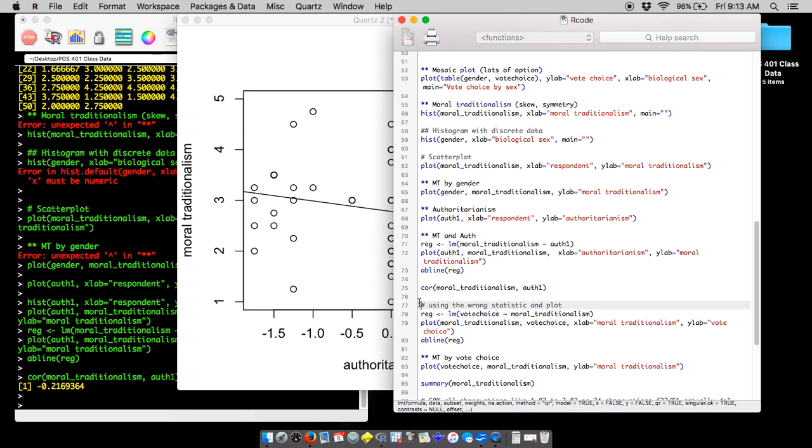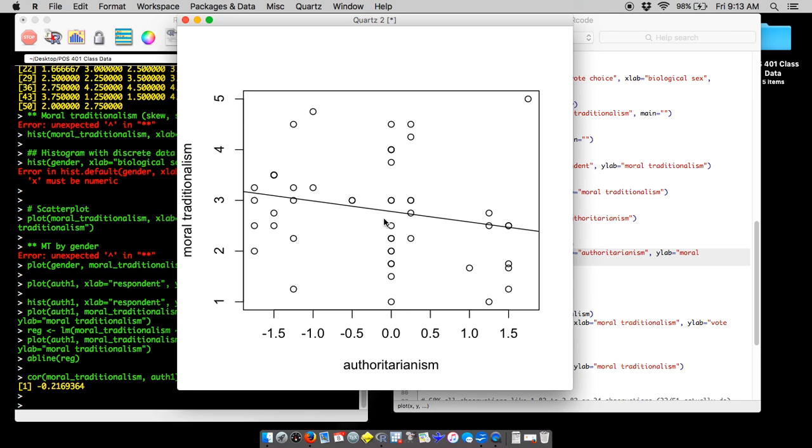Now let's look at what happens if we use the wrong statistic and the wrong type of plot with the wrong type of data. So remember, we have moral traditionalism, which is continuous, but we also have vote choice, which is discrete, right? And in the previous example, authoritarianism and moral traditionalism, we're treating them as continuous. We didn't run into any problems, right? We were able to calculate the correlation coefficient. Remember, I've written a few times that the correlation coefficient needs to be on continuous data. You don't want to calculate the correlation coefficient between gender and vote choice because those are discrete data, and you're going to get some nonsensical answer.